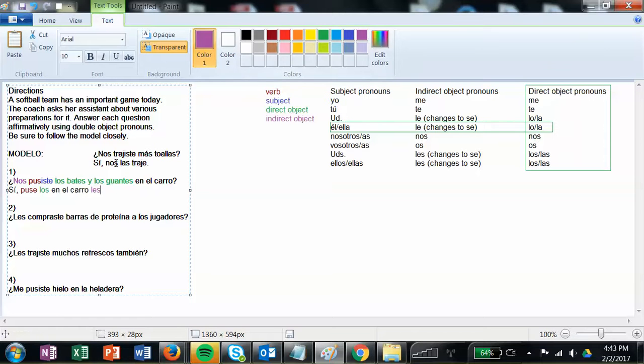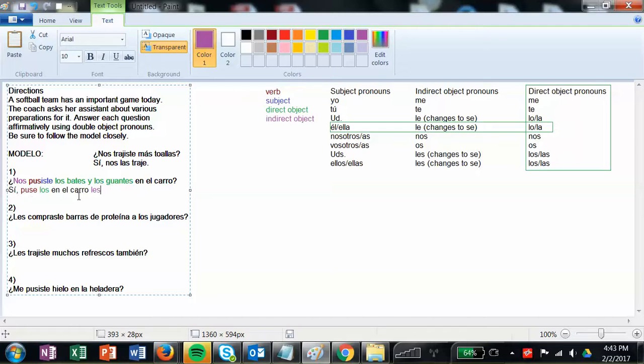Okay, so now remember that these guys cannot go there. They have to go in front of puse, both of them. And you're going to always put your indirect before your direct. And then remember that in this scenario, I have an indirect that starts with an L and a direct. When I end up with that, I have to change my indirect to say "se." So, sí se los puse en el carro.